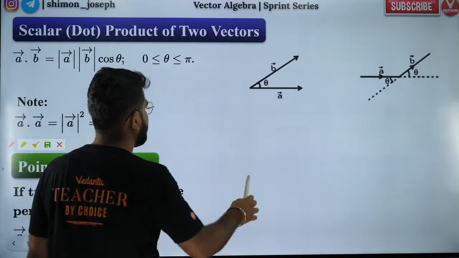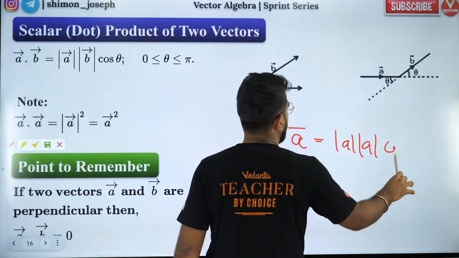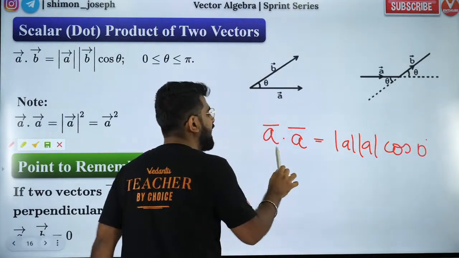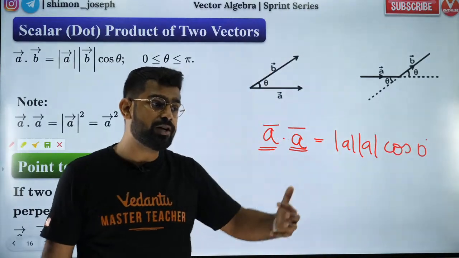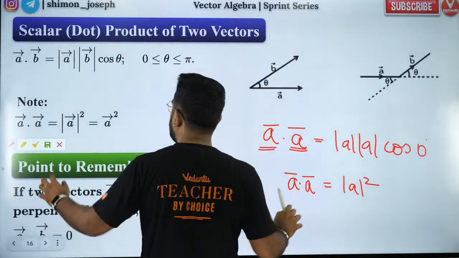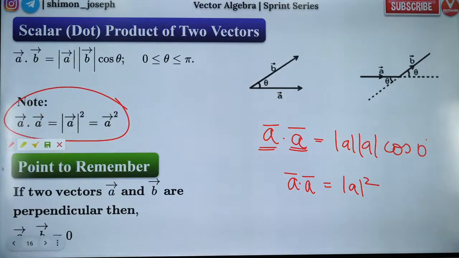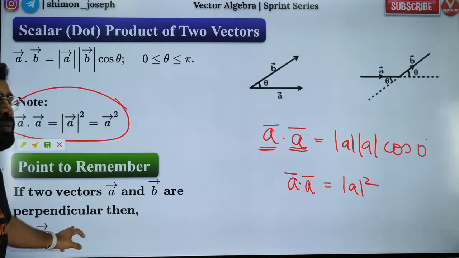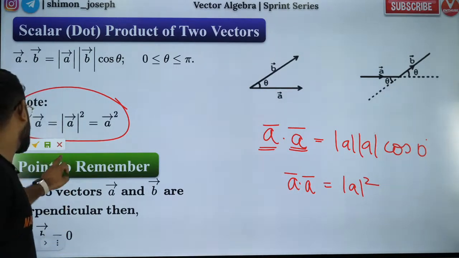So now, people, what is A dot A? A dot A is nothing but mod A into cos of 0. Why cos of 0? Because the angle between two like vectors will be 0. So it's going to be mod A square. That is why A dot A is nothing but mod A square. Very important. I want you guys to be aware of this. And the last point is: if two vectors are perpendicular, then the dot product is 0. Got it? Okay, let's move forward.